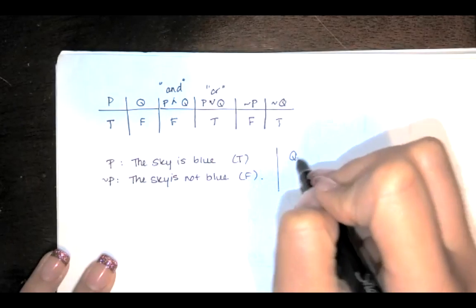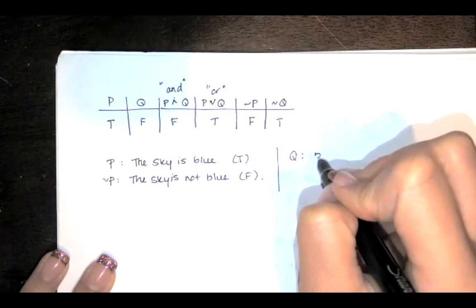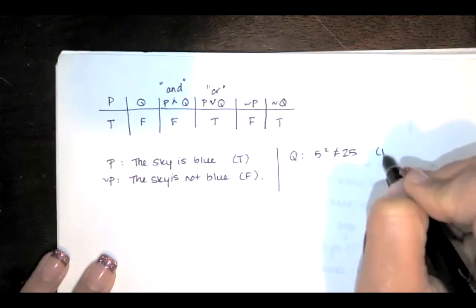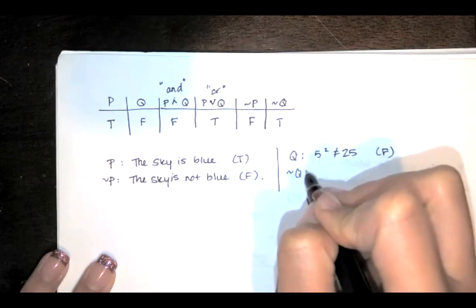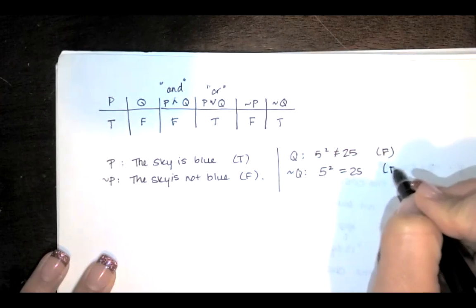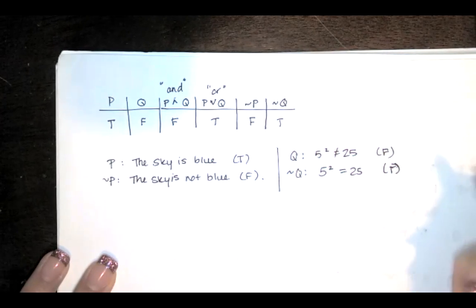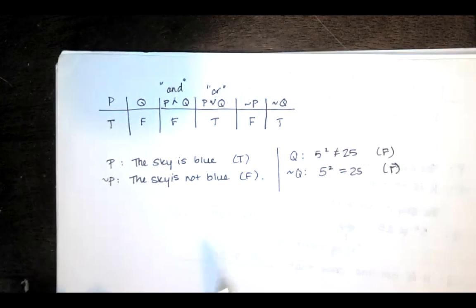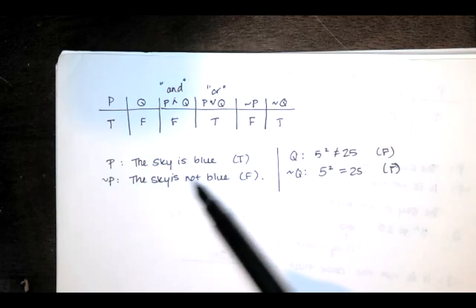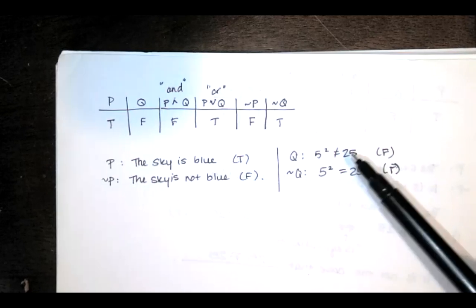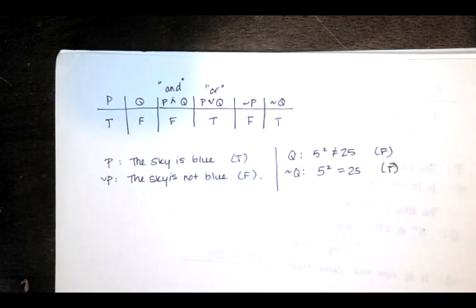And the same with Q. Let's see, Q was that 5 squared is not equal to 25. We know that that's false. Not Q would be 5 squared equals 25. That's true. So you see how those negations work? I mean, we're just taking the opposite truth value, but I think it's helpful to think through what these statements actually mean, because when I put it in English, it's obvious that if this one is true, that that one is false. And if this one is false, then that one is true.